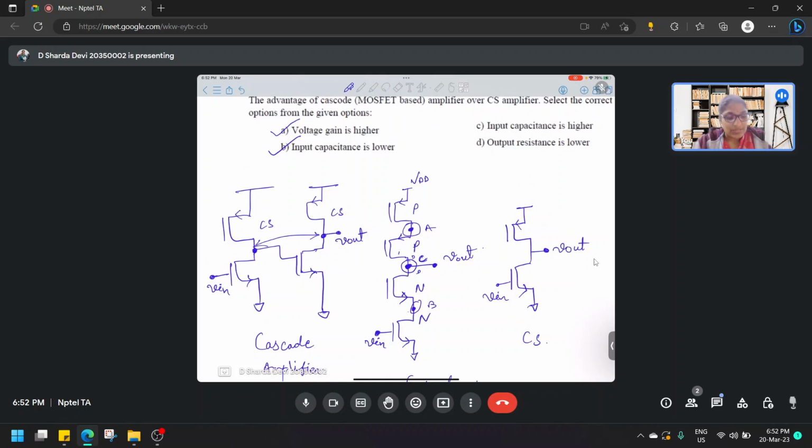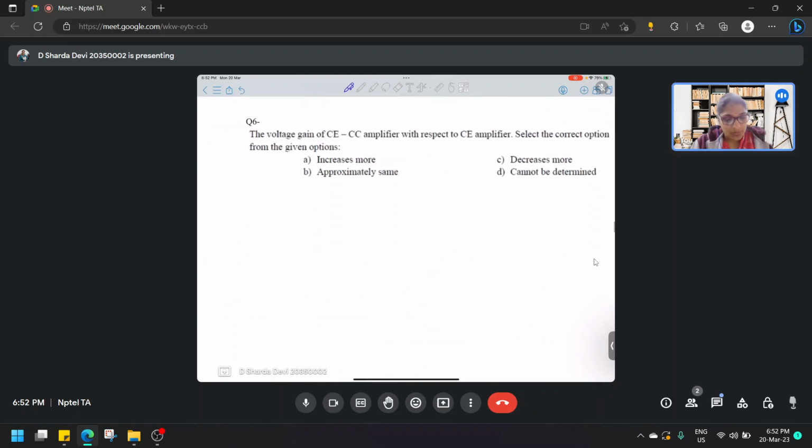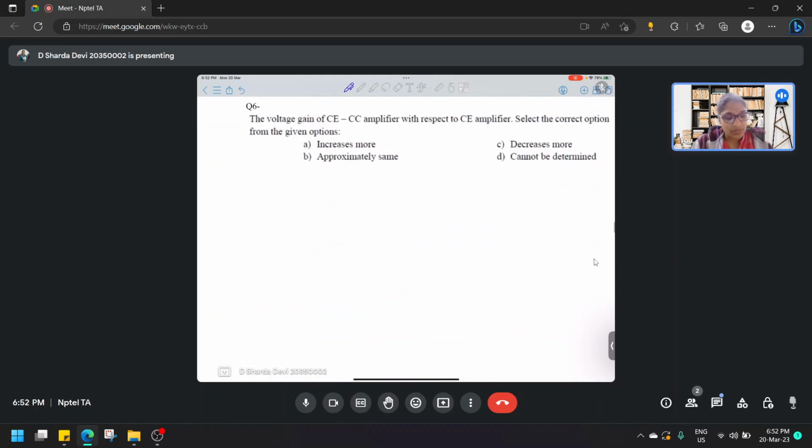So that is one disadvantage that we see by using the cascade amplifier. Now moving on to the next problem. In this we have the voltage gain of CE and CC amplifier with respect to CE amplifier. What happens if there is a CE coupled with CC, and there is only a CE amplifier? How do we see the change in the gain?